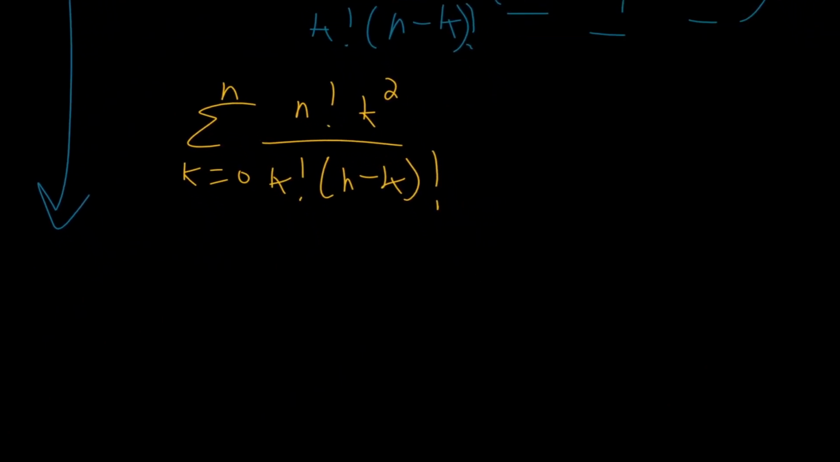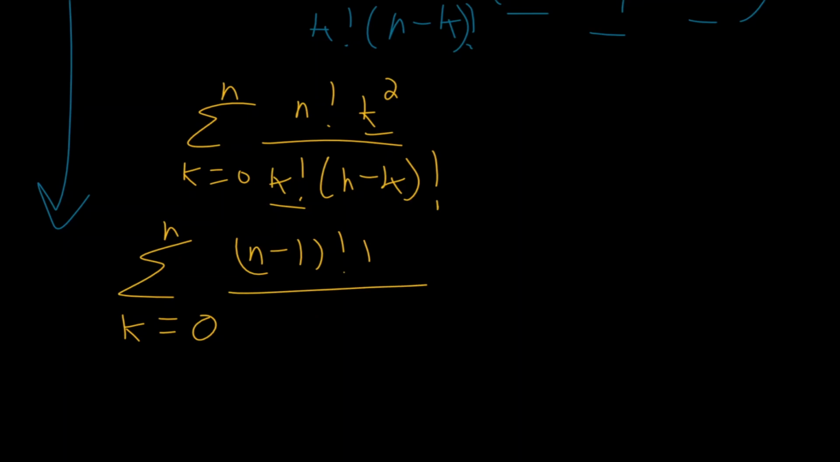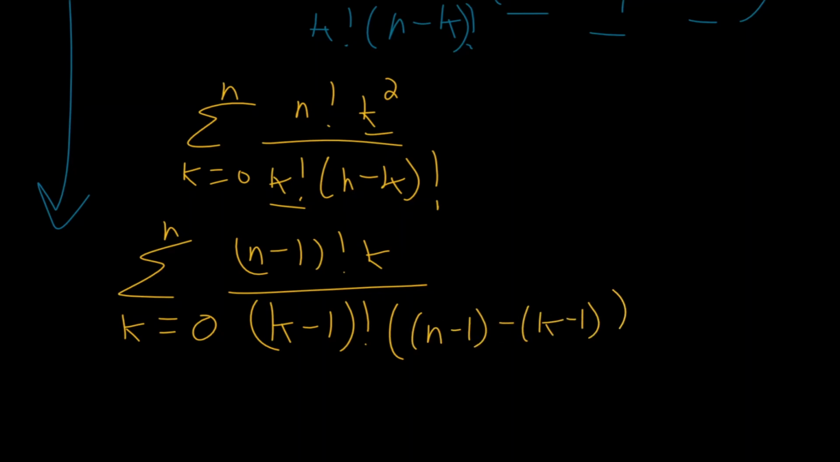What we're going to do is start off with what we did when we were finding the mean of our distribution, and that is to cancel a couple things out. We cancel a term out of the factorial with one of the k's. So we have the sum for k equals 0 to n of n minus 1 factorial, then we have our extra k, then k minus 1 factorial, and then n minus 1 minus k minus 1 all factorial.